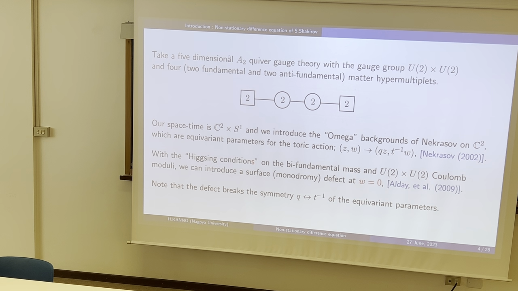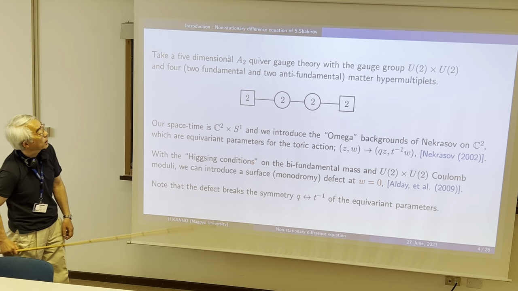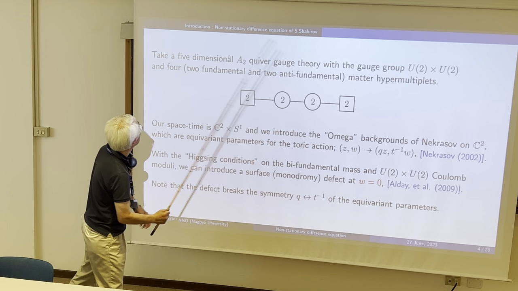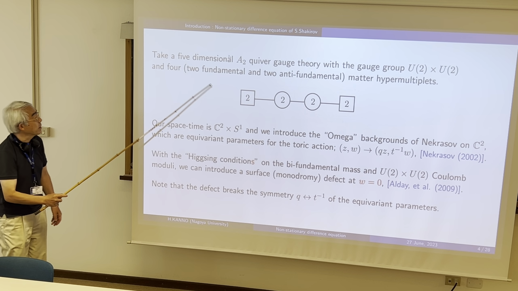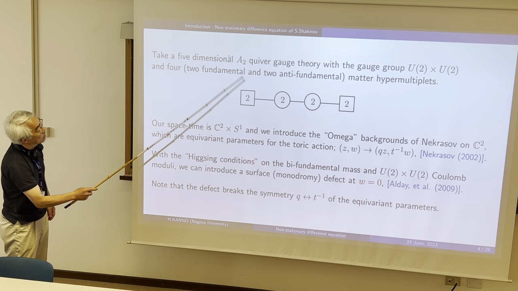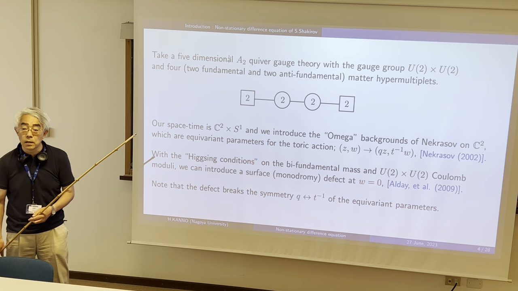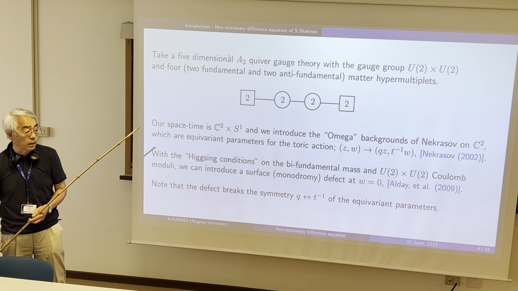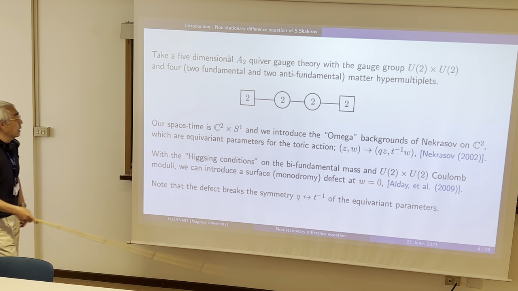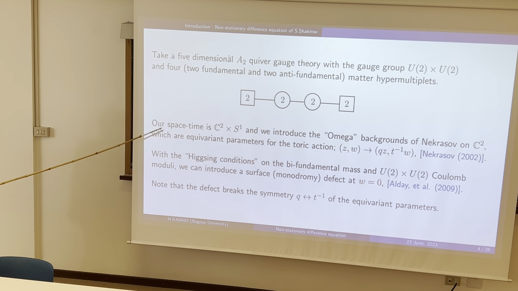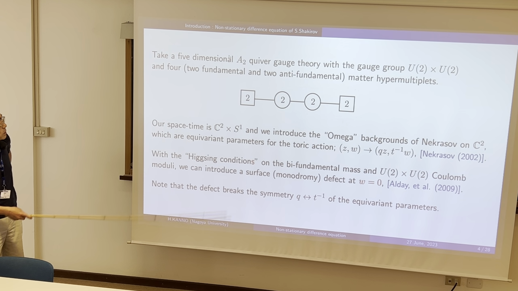So let me start with a five-dimensional N=1 quiver gauge theory with gauge group U(2) x U(2), and with two of them fundamental and the remaining anti-fundamental matter hypermultiplets. I think this is a standard framework. So the quiver is written like this. And our space-time is C^2 x S^1, since we are considering five-dimensional gauge theory.